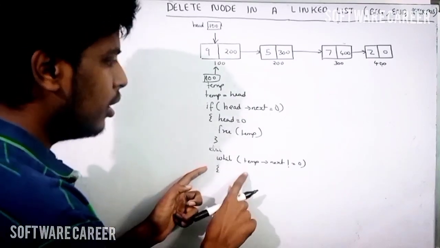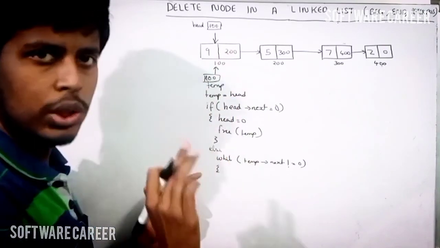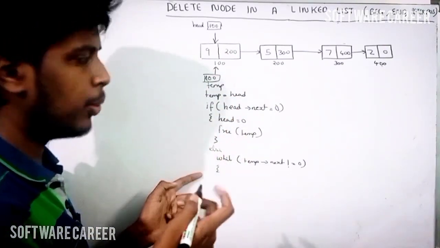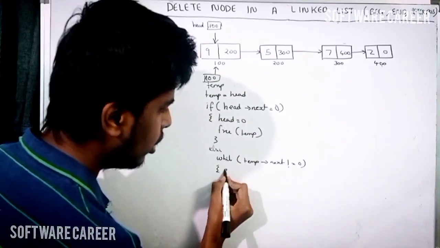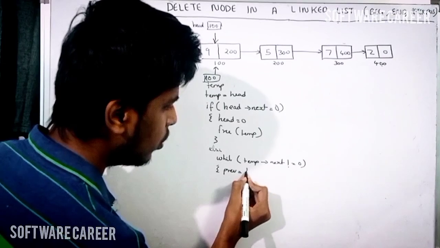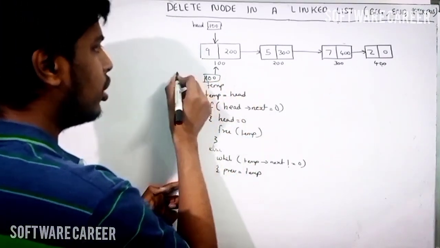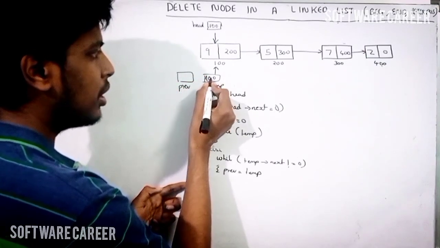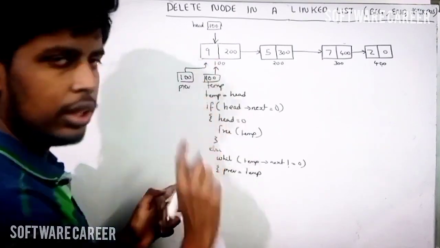Now I am checking whether temp next not equals to 0. Temp is 100. 100 next is 200. It's not equal to 0. So I should create one more pointer, the previous pointer, and that pointer should point towards the same node. So I am writing previous equals to temp. Now I am creating another pointer called previous. And what is temp? Temp is 100. So 100 is stored here. So this pointer is pointing to node 100.